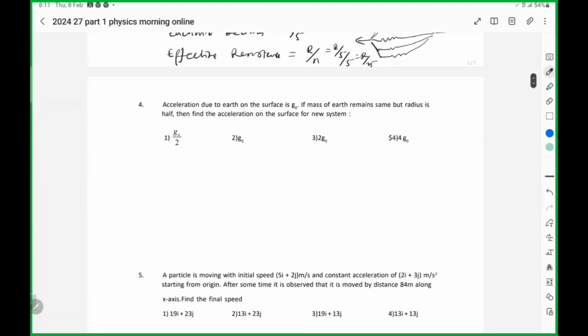Now the acceleration due to gravity on the Earth's surface is GM by r square. If the mass of the Earth remains the same and the radius is half, that is, mass remains the same, radius is half, it is 4 GM by r square, which is 4 g naught.